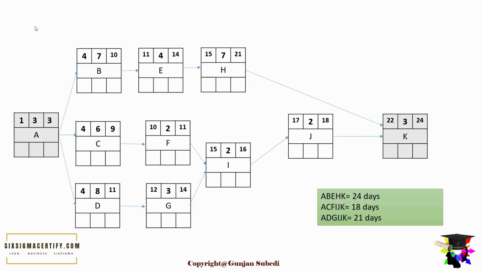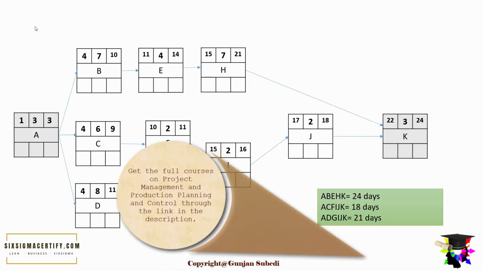So we can delay the path ACFIJK by 24 minus 18, that is 6 days. And we can delay the path ADGIJK without affecting the final completion of the project by 3 days, that is 24 minus 21. So this is called float. If you are asked in any project management related examination to calculate the float of any pathway, you have to first calculate the path length of each path, and you have to subtract its duration from the critical path, or that path which is taking the longest time.